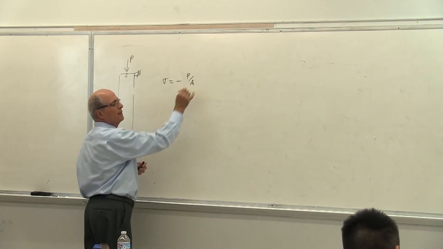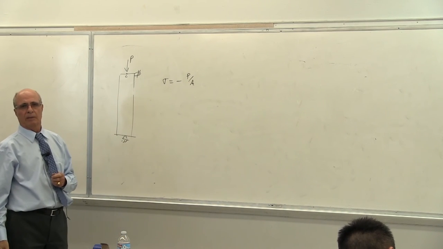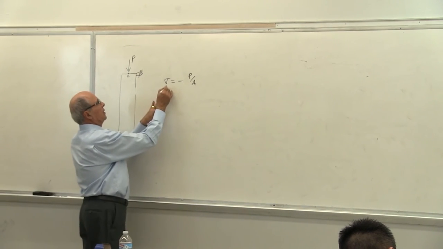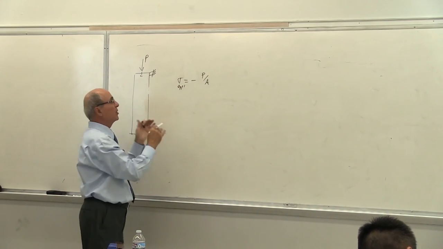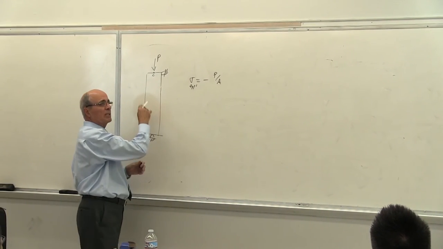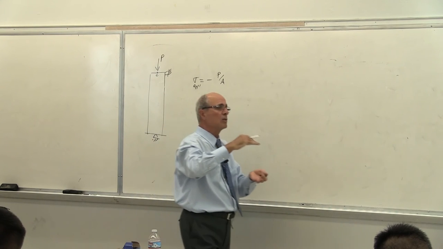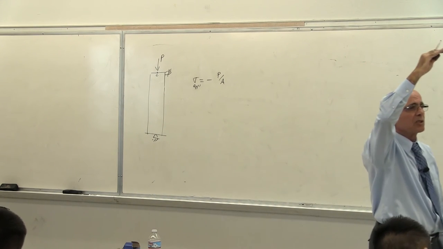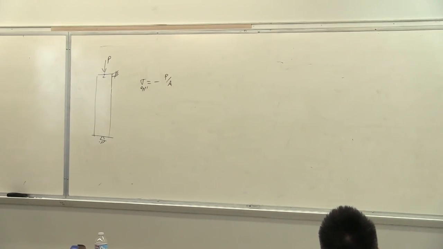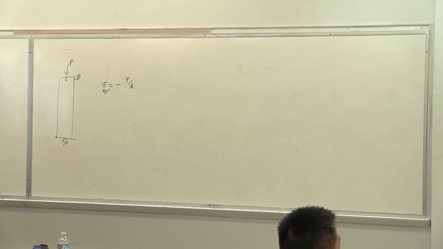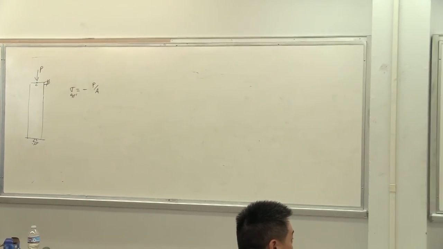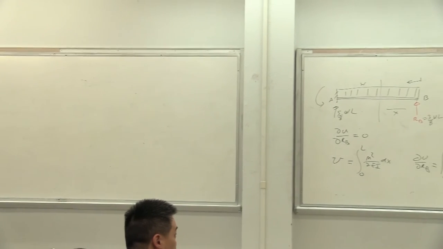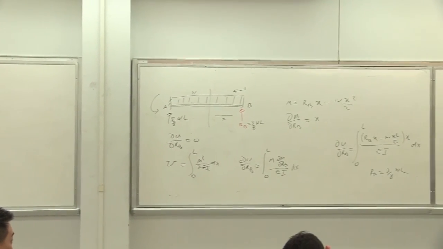Minus P over A, yes or no? And this is sigma applied. And nothing else should happen, regardless of the length of this column. It doesn't matter whether this is 3 inches long or 300 inches long, sigma is always equal to P over A. That's what we learned from the previous chapter. That's lecture 1, ME218. Sigma equals either tension or compression of P over A.